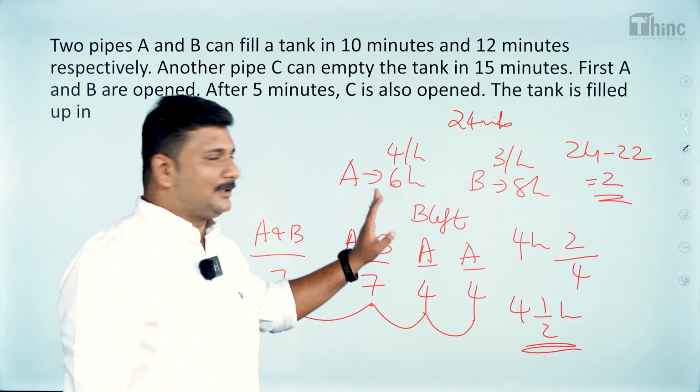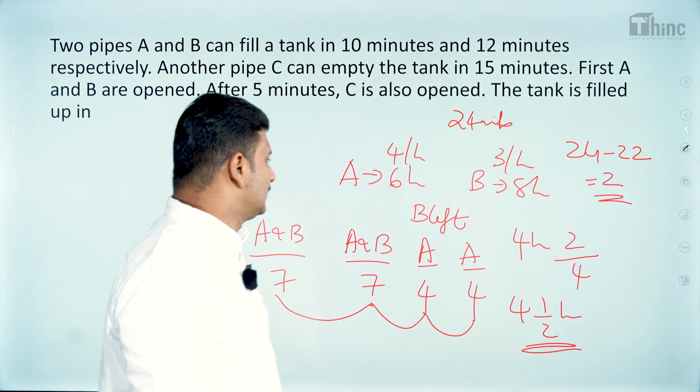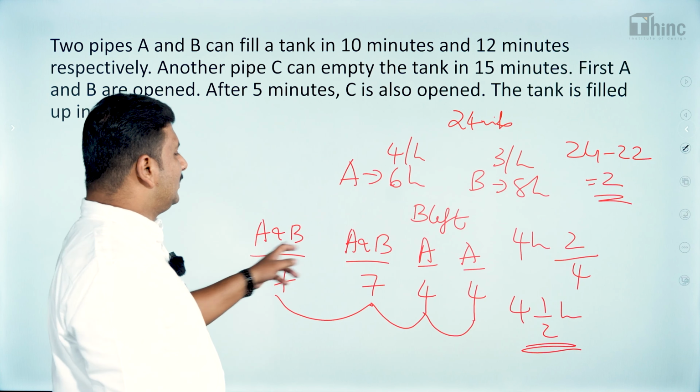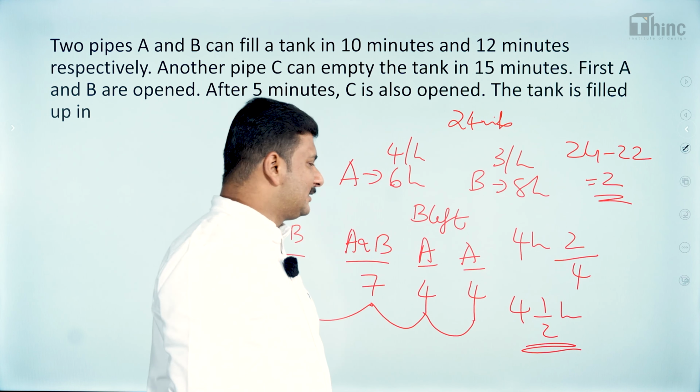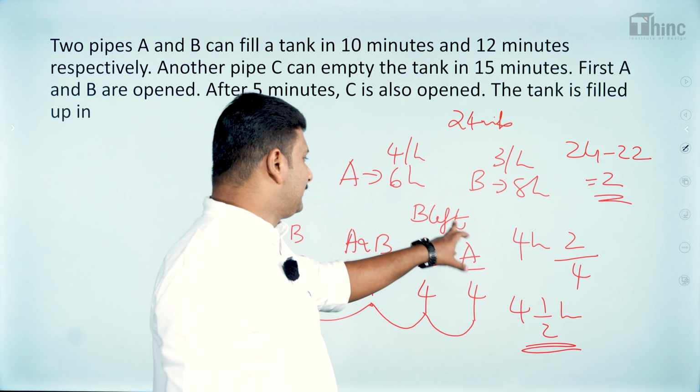So I will just repeat the question again. A can finish a work in 6 hours, B can finish the work in 8 hours. Now how are they working? They are working together in the first hour, they are working together in the second hour. But from the third hour onwards, B left. Now only A is working.